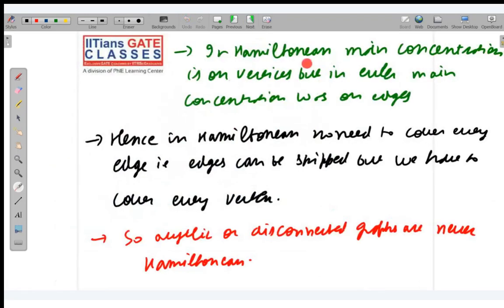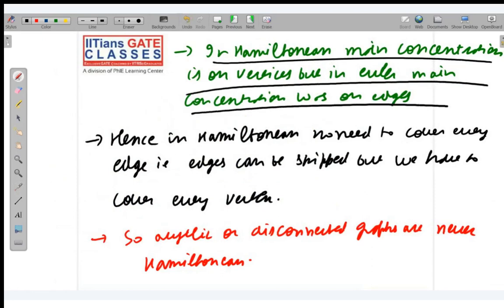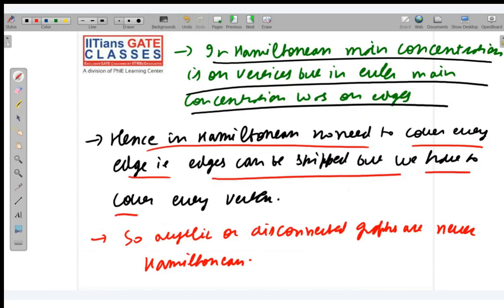So in Hamiltonian, the main concentration is on vertices, but in Euler, the main concentration was on edges. Hence in Hamiltonian, there is no need to cover every edge. Edges can be skipped, but we have to cover every vertex. In Euler, vertices can be skipped, no problem, we have to cover all the edges. But in Hamiltonian, edges can be skipped, but we have to cover every vertex.